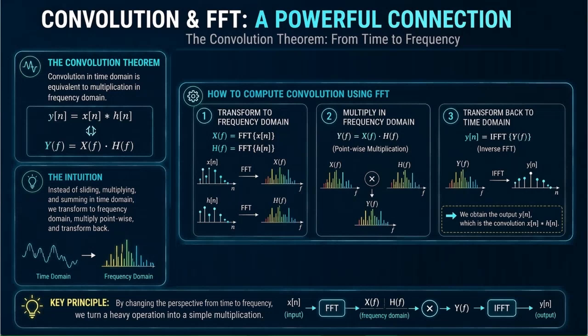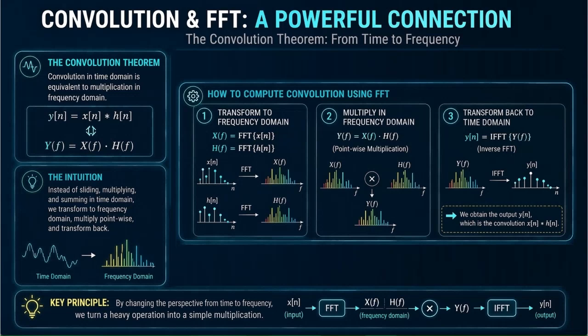Now, we reach the most important part. The formal convolution theorem is shown here on the slide. This means convolution in time becomes simple multiplication in frequency. As shown on the slide, we can compute this using FFT in a much more efficient way.